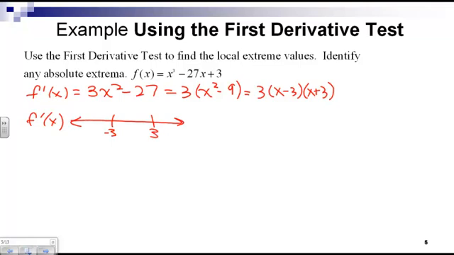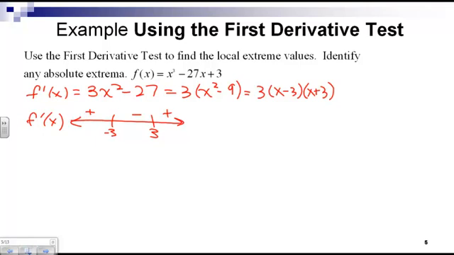When x is really large and positive, the value coming out of here is positive. When x is inside this interval, like the value 3, it looks like I get a negative value for the derivative. And when x is very, very small, which is the official way of saying large and negative, the derivative is positive.